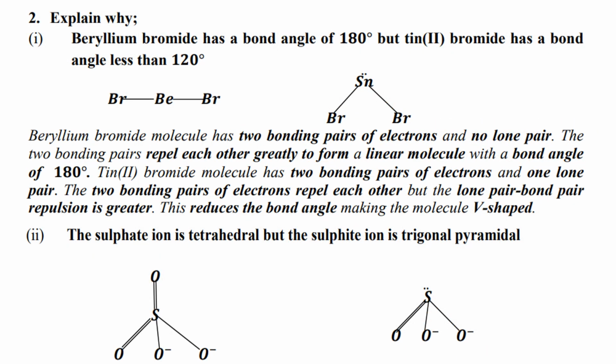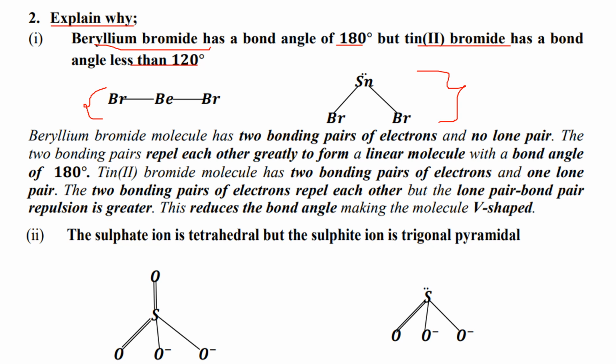Now going to the structured questions, you are going to be saying: explain the following. Explain why, Roman numeral 1, barium bromide has a bond angle of 180 degrees, whereas tin(II) bromide has a bond angle which is less than 120 degrees. So first of all, you have to start by drawing the structure of each. When they talk about bond angle, you have to start by drawing the structure of each molecule or compound that is being talked about. After doing that, we start our explanations.